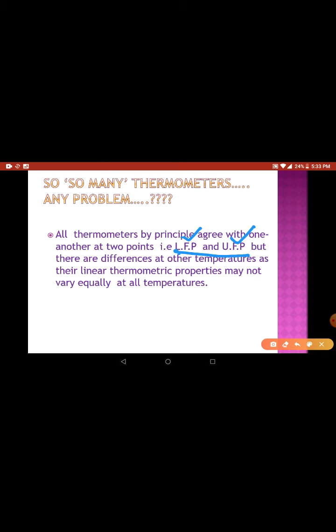They may show the same reading at lower fixed point and upper fixed point temperatures, but when you measure the temperatures in between them, you cannot get the same temperatures in both the thermometers because their linearity may not be the same with the temperatures. So that is the problem with thermometers. They may agree at two different temperatures, but not all the different temperatures. Then it is going to be a problem. We cannot know exactly what is the temperature of a substance.